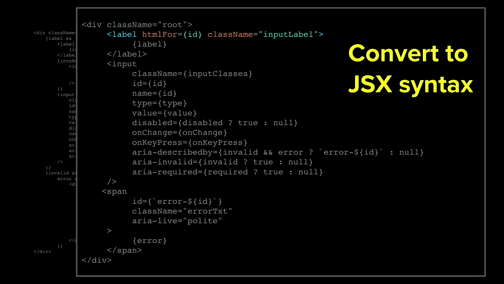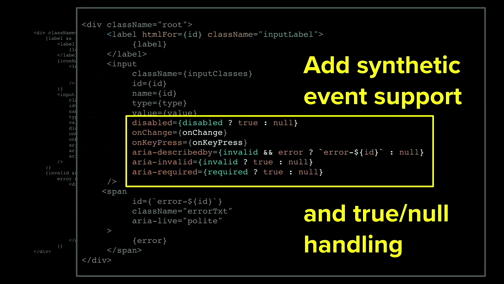The for attribute can't be used in JSX, so we convert that to htmlFor and class to className. We're going to add some synthetic event support because this is JSX. We're going to add an on-change handler and an on-key press handler. And then we're going to do the true or null pattern for the disabled, invalid, and required prop.